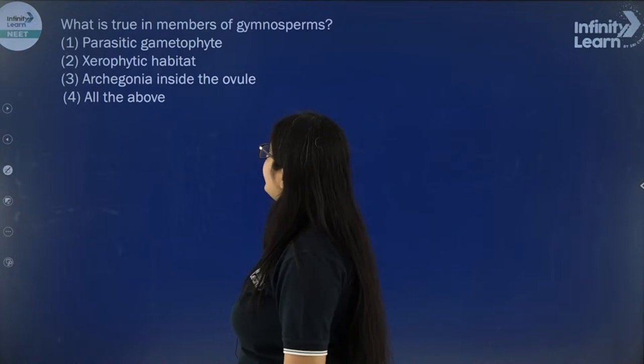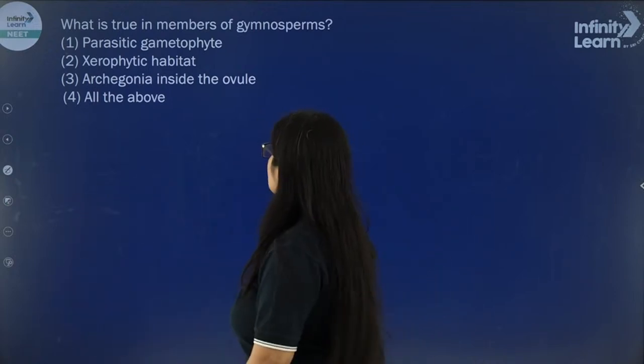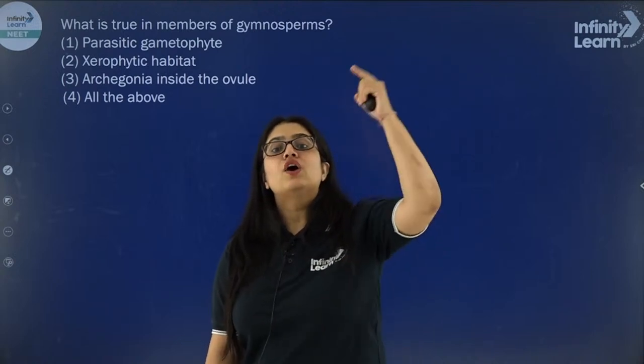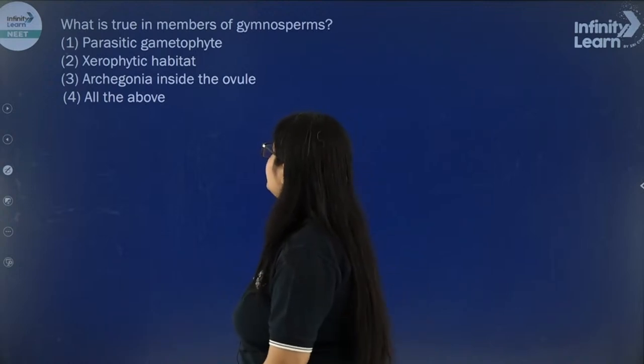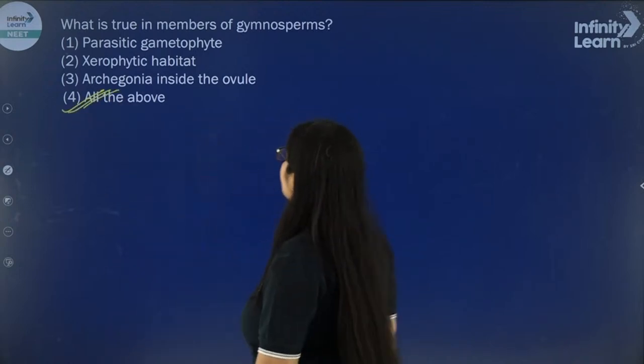Next is xerophytic habitat, yes, and their leaves are well adapted to survive in the xerophytic condition. Archegonia, yes, so archegonia will be produced inside the ovule in gymnosperm. All these are straight from NCERT. So all these are correct. All the above are correct.